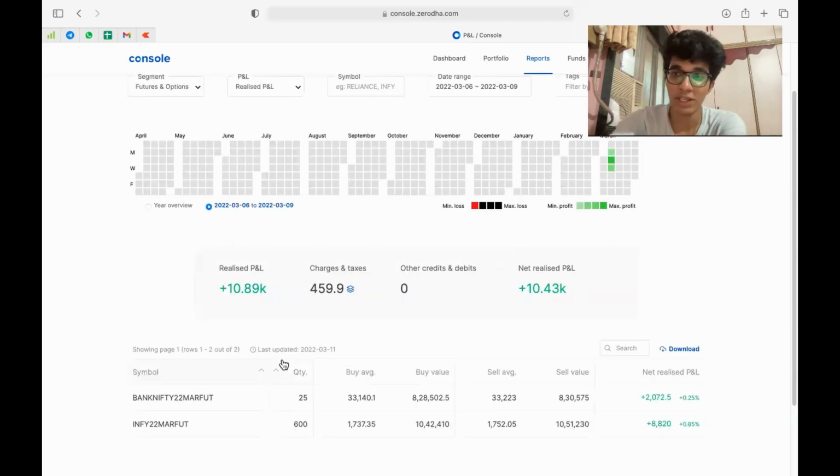What I personally love is when my charges and taxes are less than 10% of my realized PNL. My realized PNL is 10,000 over here, 10% is 1,000. My charges are just 459, which is like 4.5% or something like that. So if it is less than 10%, it's a very good thing. That means that I'm very efficiently taking trades and I'm not overtrading or anything like that. So this is something that I enjoy.